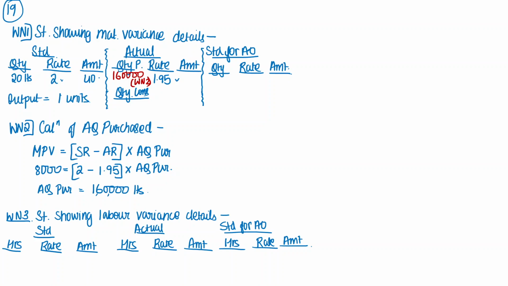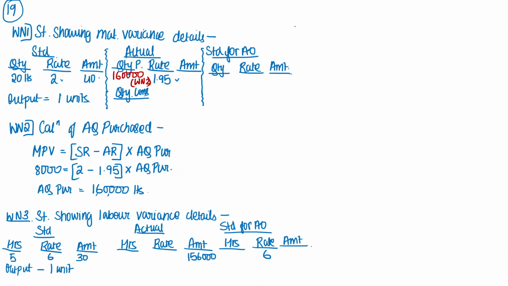Labor variances. What all details are given to me? Quickly, keep telling. There is no idle time, right? No idle time. What is the standard hours? 6 rupees. This is for the output of 1 unit. What else is given to us? Paid 1,56,000. Correct? No other details. This will also be 6 rupees.